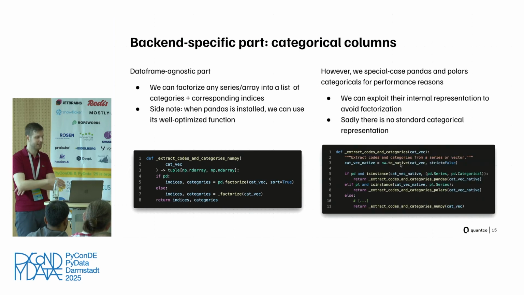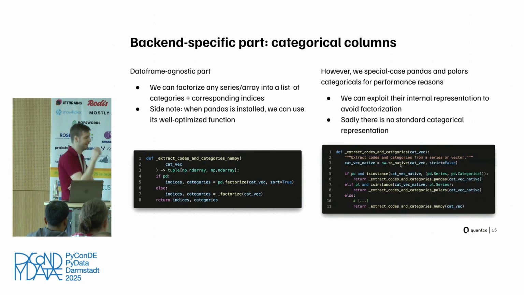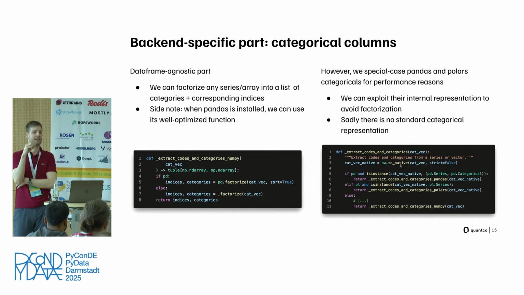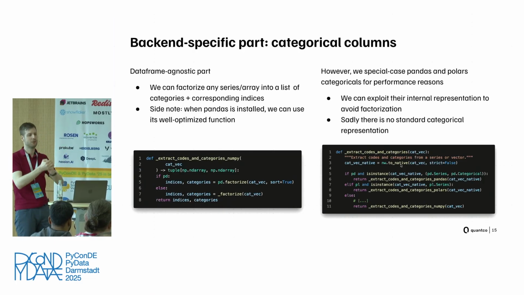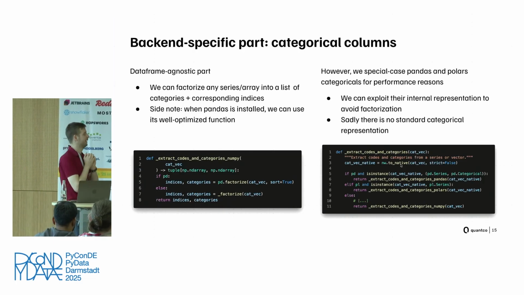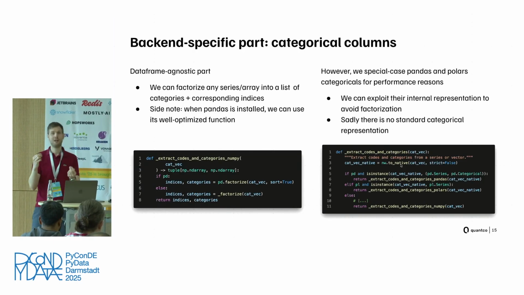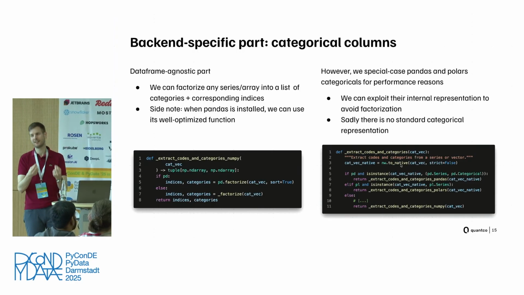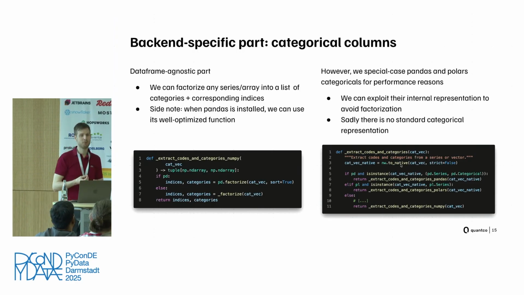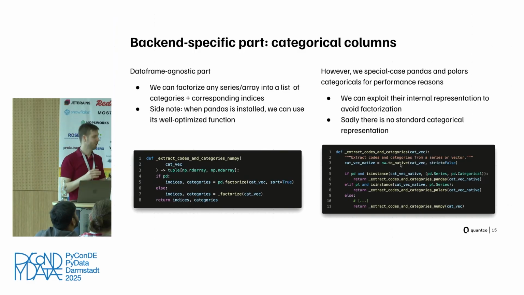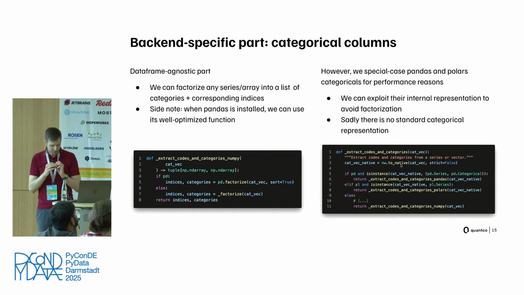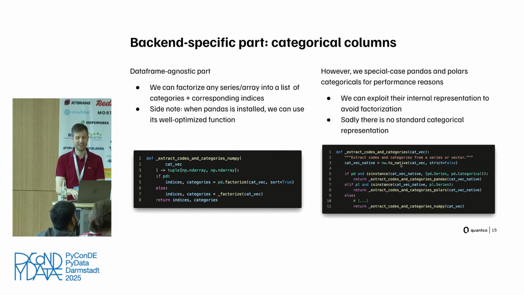And the reason for that is that pandas and polars already store categoricals in a factorized way internally. So if we know that we have a pandas data frame and pandas categoricals, then we just pull out the properties called indices and categories. If we know that we have a polars data frame, we just pull out the corresponding parts. So if we know what kind of data frame we have, then we can just rely on the underlying physical representation of the data.